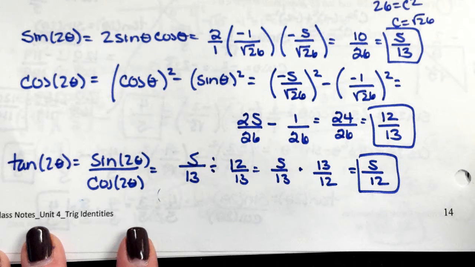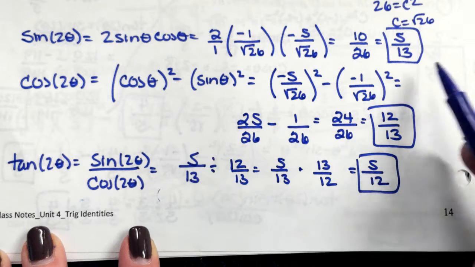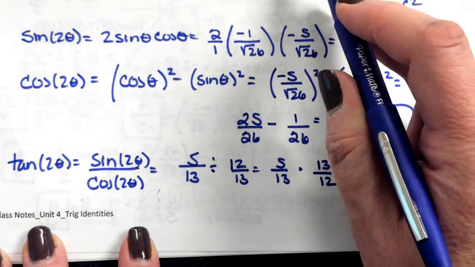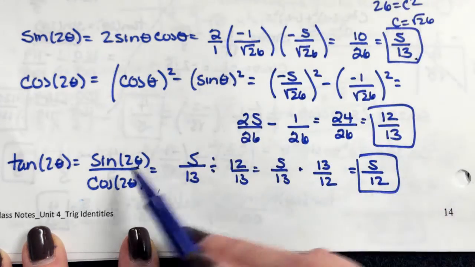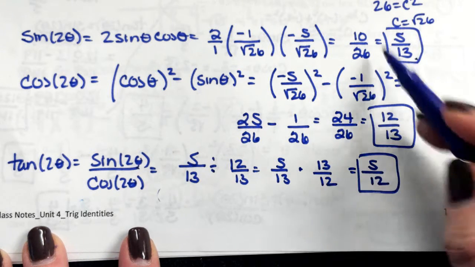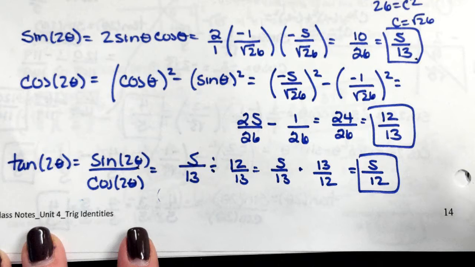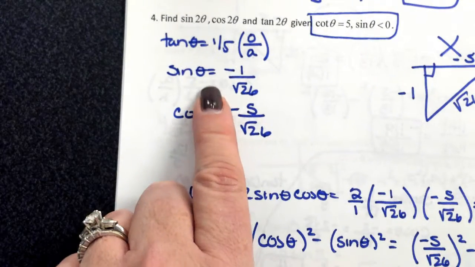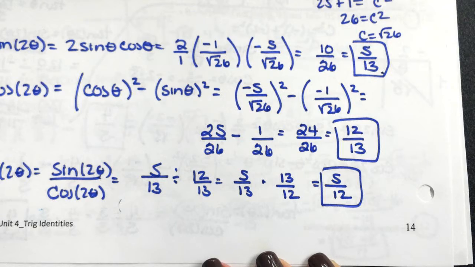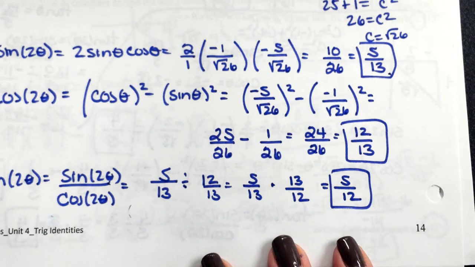Wait, do we just ignore the 2 theta on the sine over cosine? Well, the sine of 2 theta is where I got the 5 over 13 from. So I didn't ignore it. I'm using the sine of 2 theta. Sine of theta would be just the ratio from the triangle. Sine of 2 theta is what I come up with once I plug it into the sine double angle formula. I used the double angle formula to get 5 over 13. Sine of theta comes right from the triangle itself. So any questions, guys, on those?